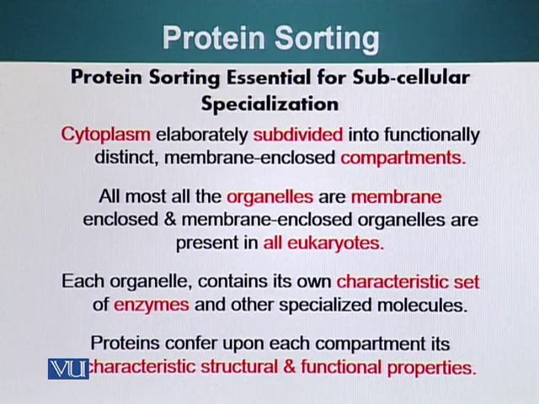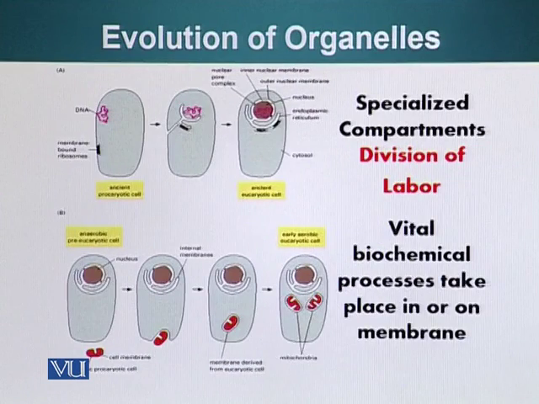Proteins, as I was saying, are basically tools. So consequently, proteins confer upon each compartment its characteristic structural and functional properties, which makes sense because proteins basically perform most of the functions in the cell. Now, in order to understand how proteins are distributed to organelles, let's also look at how organelles evolved. We have already talked about how mitochondria and chloroplast evolved. Let's also look at what is the theory about evolution of nuclear membrane, for example.